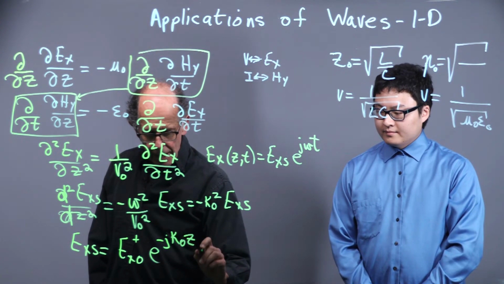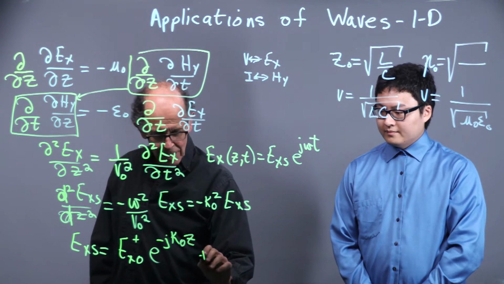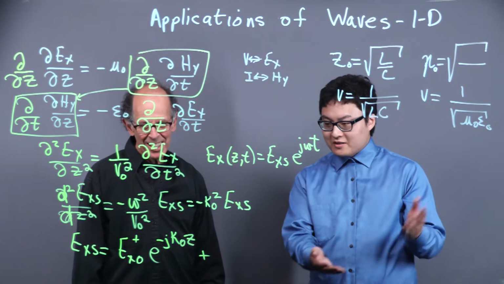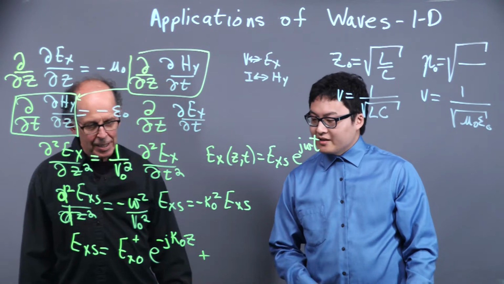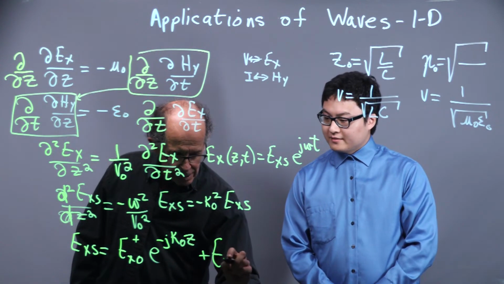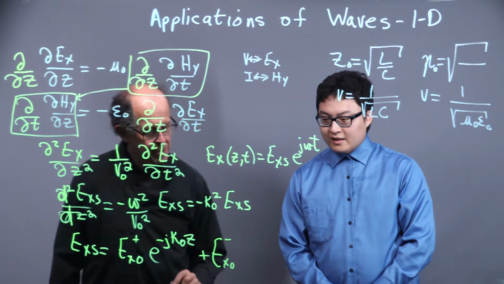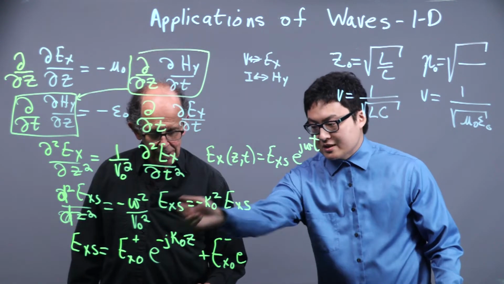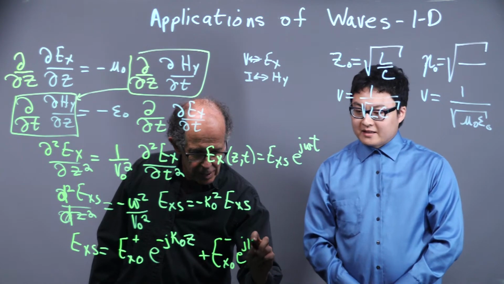And I'm getting tired of talking. Sam, what's the next term going to be? Well, it's the return wave, right? So E x naught minus. Yeah, E x naught minus, e to the, well, it's the different direction, so flip the sign here, j k naught z.